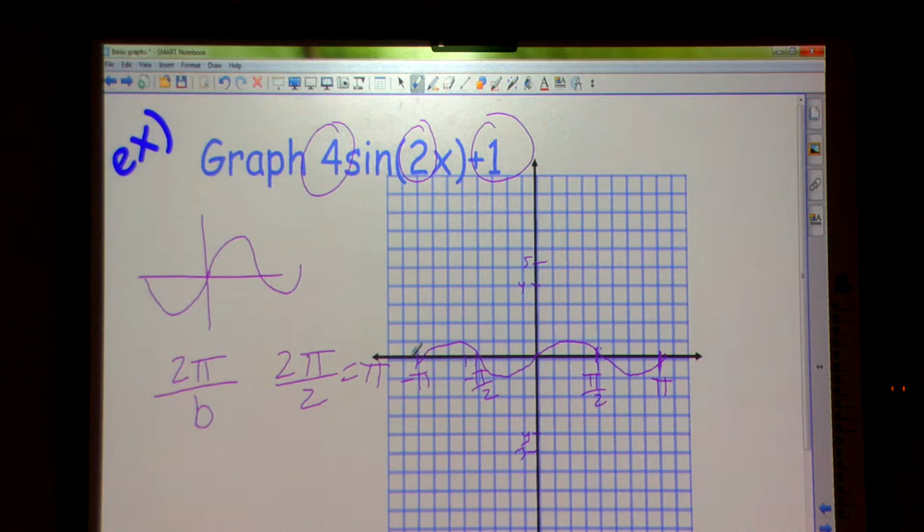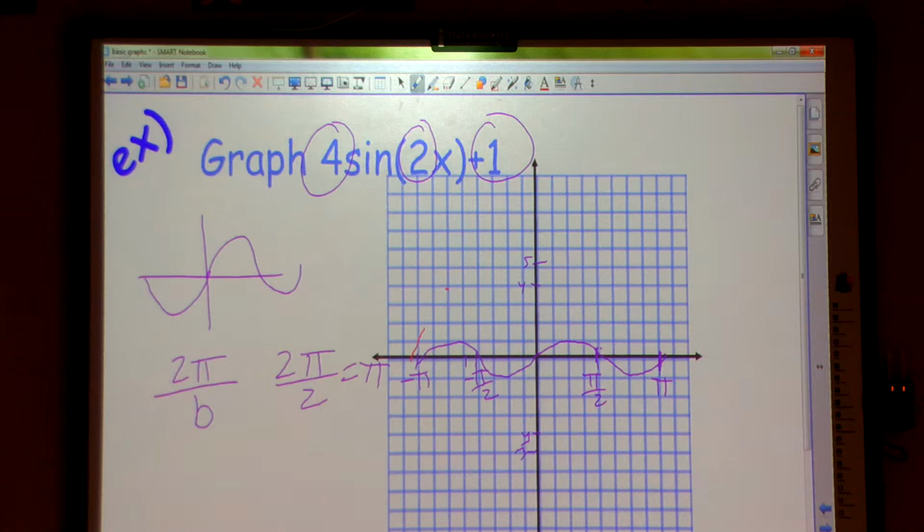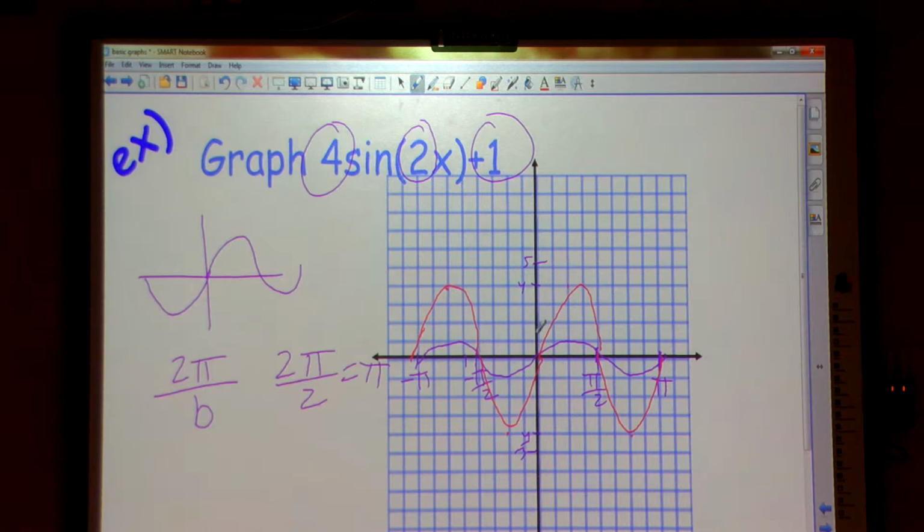Looks like that. Then when I stretch it to 4, I'm going to have trouble seeing from way back here. I'm going to go all the way out there, down to 4 here, all the way up to 4 there. Down to 4 here. And then finally, everything goes up 1, including your zeros.